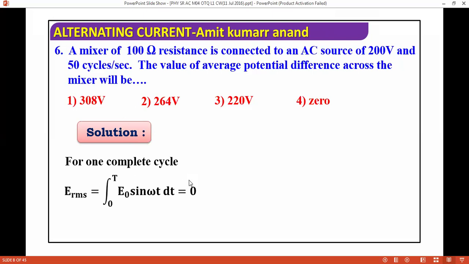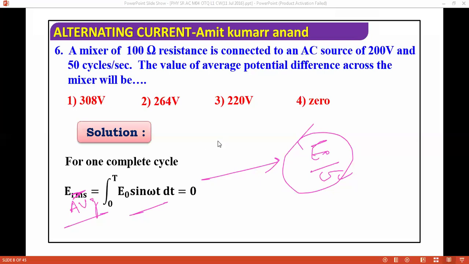For a complete cycle, this is 0. This is for 1 complete cycle, so this is basically the average potential. This is not RMS. For a complete cycle, if you calculate the average value it will be 0. But if you calculate the RMS value, this will be E naught by root 2. So don't get confused.